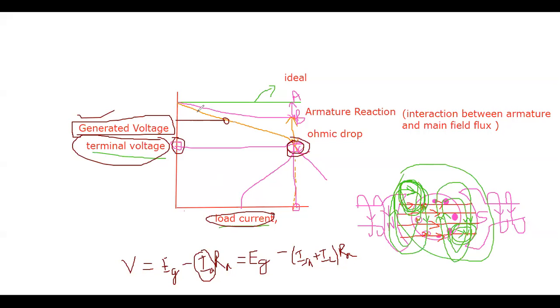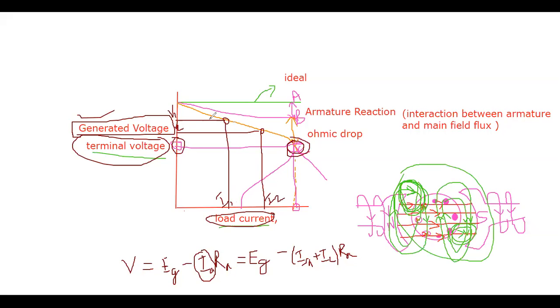Suppose I operate the machine at this instant, what happens? The terminal voltage is reduced, followed by the current now increasing. See, if you compare these two, consider this one as I1 and this one as I2, and consider this one as V1 and this one as V2, right?